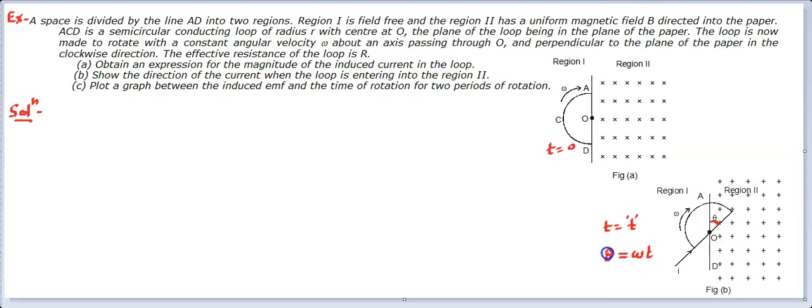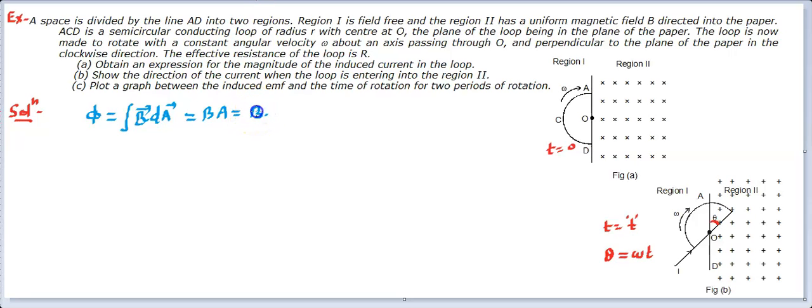So we have calculated theta, and if we can find this area in the magnetic field, we can say what the flux is going to be. So we will start with the flux. We can write it like this: the flux is equal to the integral of B dot dA. Both are having parallel directions. So B into A. B is B, A is the area.